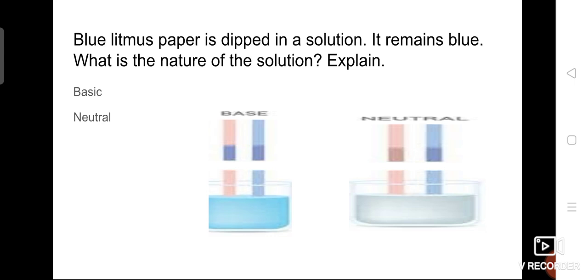You can surely say whether it is a base or a neutral with the help of red litmus paper, because red litmus paper changes into blue in base solution, but in neutral it never changes. So with one litmus paper you can't say exactly, because for the neutral test you have to use both litmus papers.